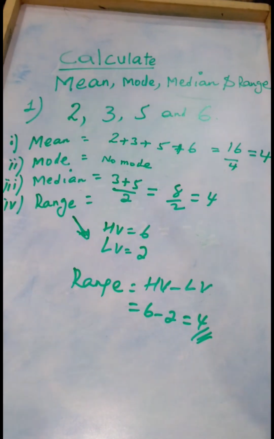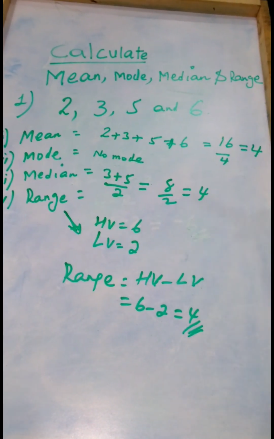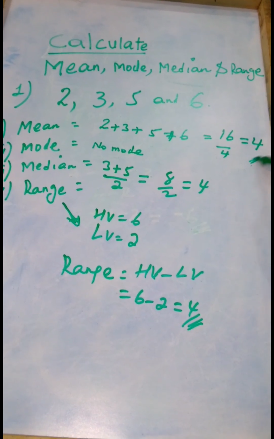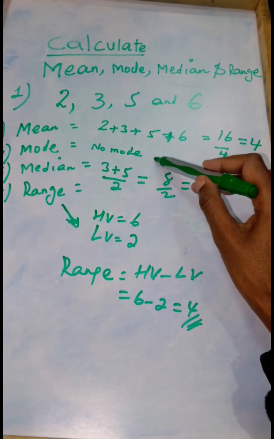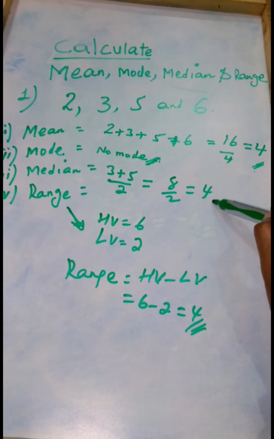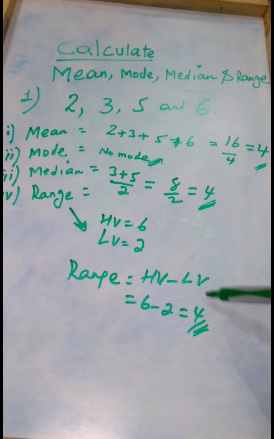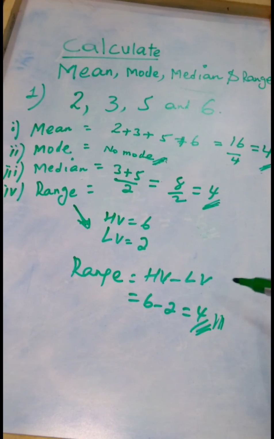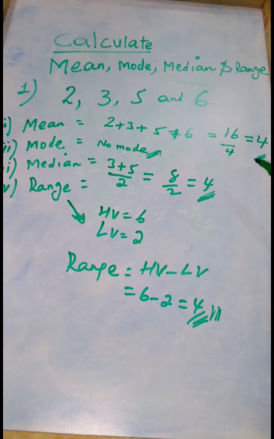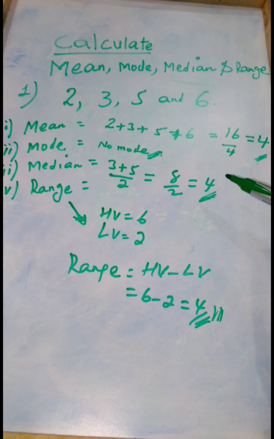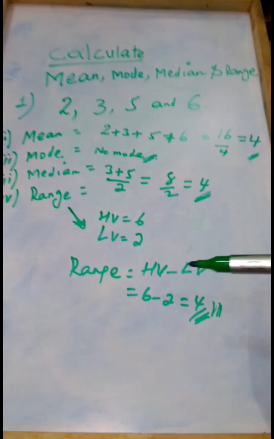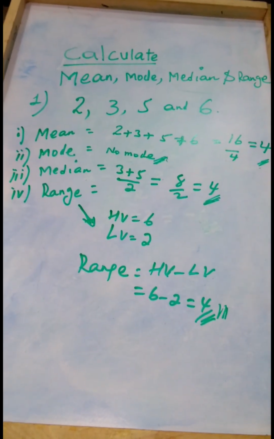This sample of data has a mean of 4. It has no mode. Its median is 4, and its range is 4. Therefore, this sample of data has 4 as mean, 4 as median, no mode, and 4 as range. These are all about arithmetic.